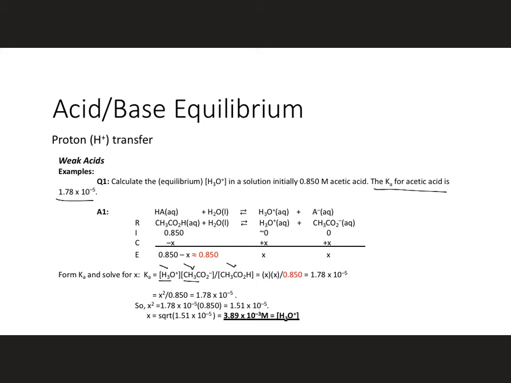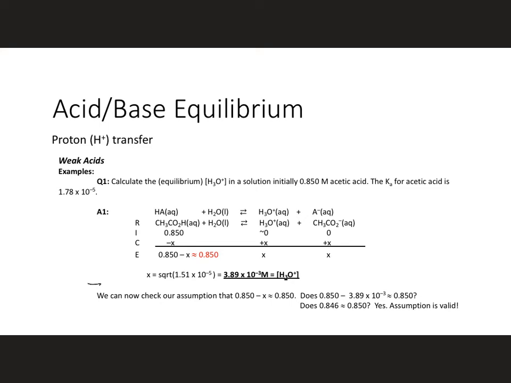X squared, then multiply both sides by 0.85. X squared turns out to be 1.51 times 10 to the minus 5th. We take the square root of both sides, and we have that the hydronium ion concentration is 3.89 times 10 to the minus 3rd molar.